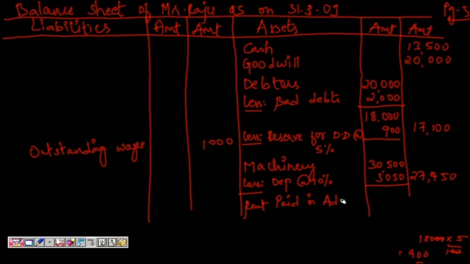Anything paid in advance is an asset. Anything to be received is also an asset. But anything received in advance is a liability. So rent paid in advance is an asset, write directly in the outer column, 1,000. Okay. So I think everyone got this. I'm erasing this.